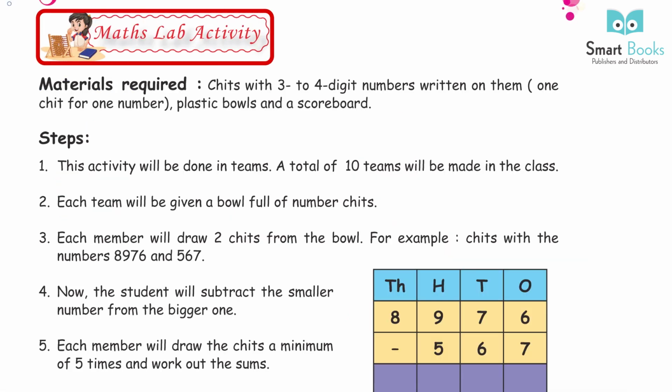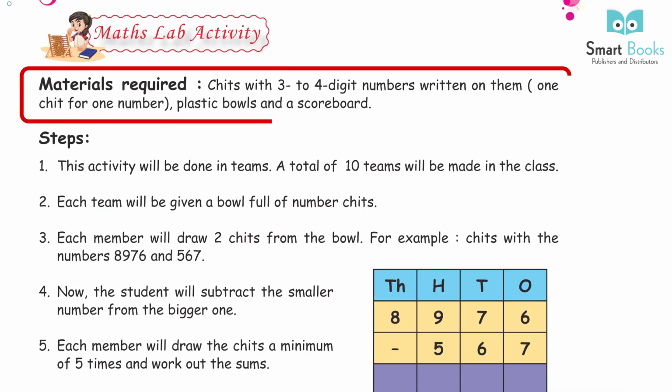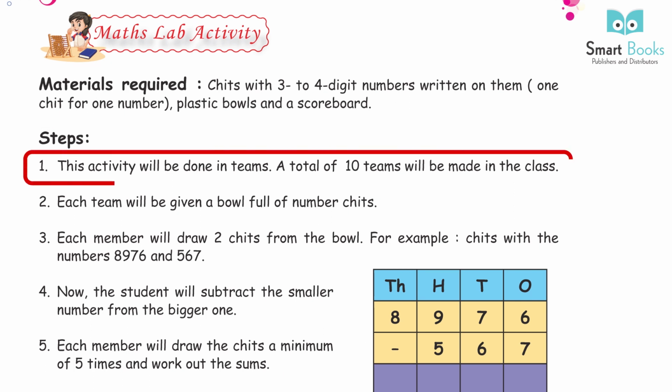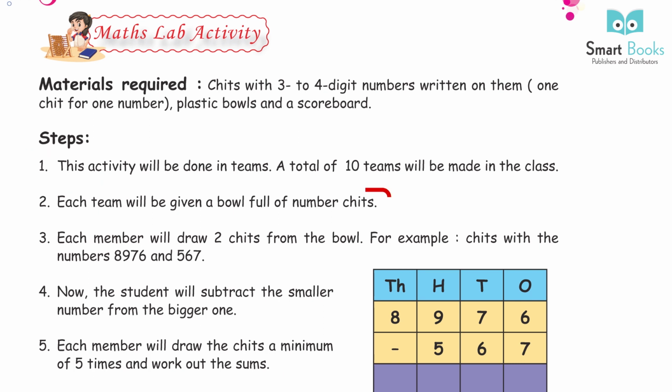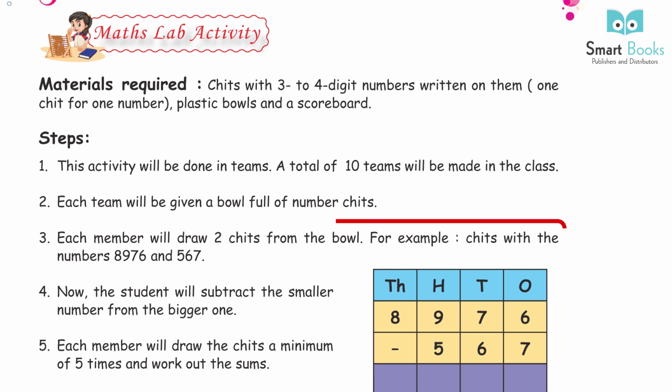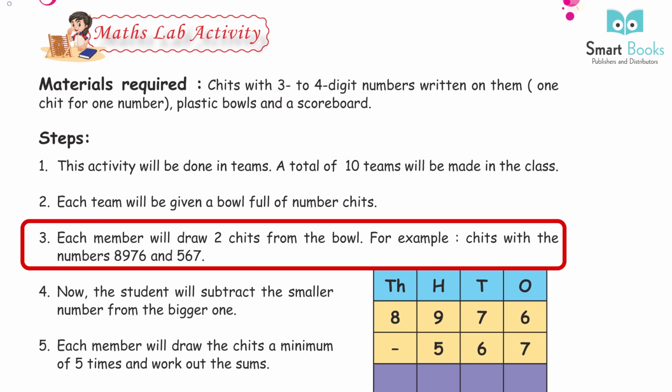Maths lab activity. Materials required. Chits with 3 to 4 digit numbers written on them. One chit for one number, plastic bowls and a scoreboard. Steps. 1. This activity will be done in teams. A total of 10 teams will be made in the class. 2. Each team will be given a bowl full of number chits. 3. Each member will draw 2 chits from the bowl.